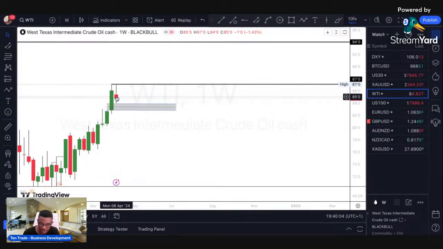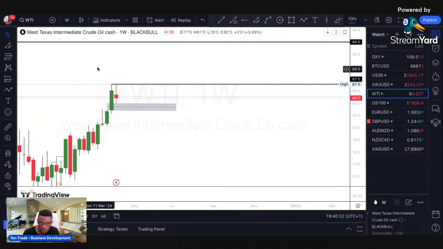$83 per barrel. The imbalance has just been created. Price needs to come and fill this imbalance at least, and then there is nothing really to worry about. This is 87. Somebody was telling me 82. 82 is coinciding with the weekly support of this guy here. But this is imbalance, then this is the last low that was printed.